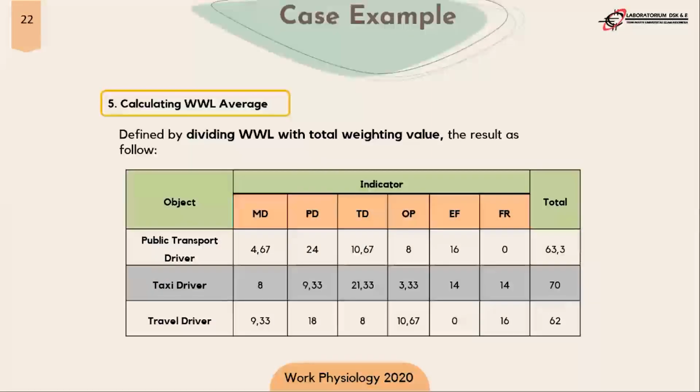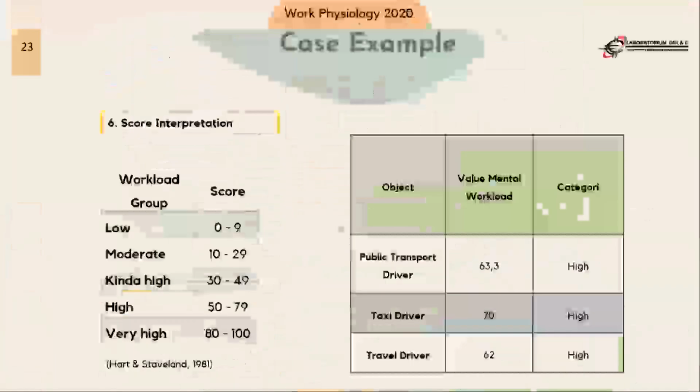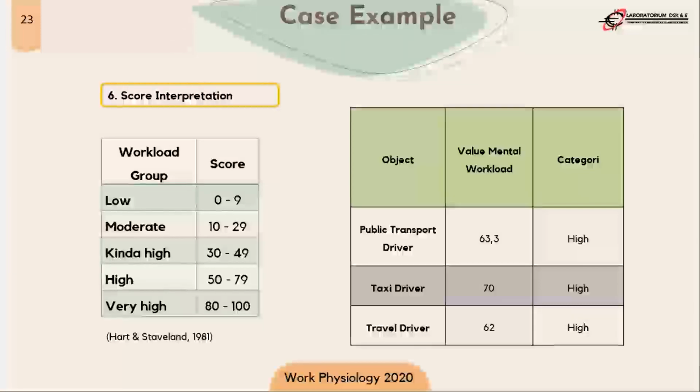From this section, we know that the public transport driver has a total final score of 63.3, the taxi driver 70, and the travel driver 62. And then for the final mental workload value, we can do score interpretation to know what level the mental workload is on. For the public transport driver, the category of mental workload is high, for the taxi driver it is high, and for the travel driver it is also high.